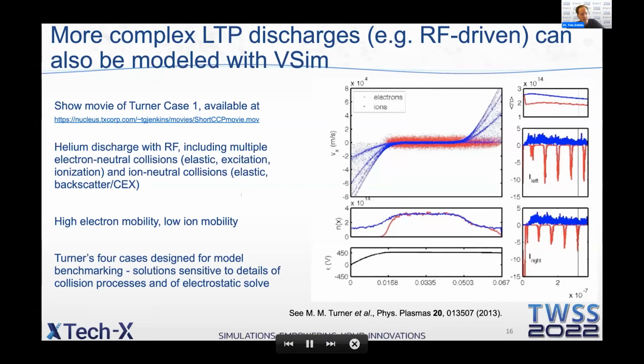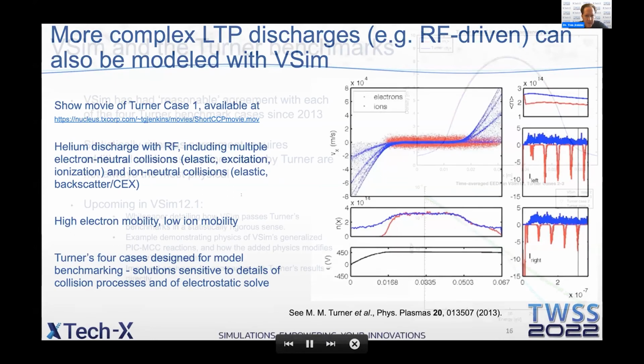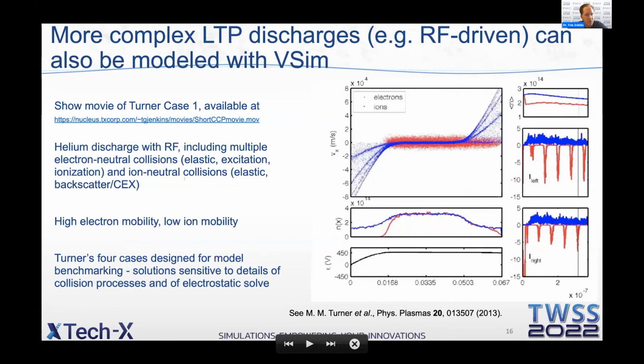So in this discharge, we have multiple flavors of collision, same as we had in the earlier Paschen discharges in Townsend. And what these discharges are really designed for is model benchmarking. The solutions that you get in steady state are very sensitive to the details of these collision processes and whether you're getting all the little bits of physics right that comprise those processes. So it makes for a very nice test suite.